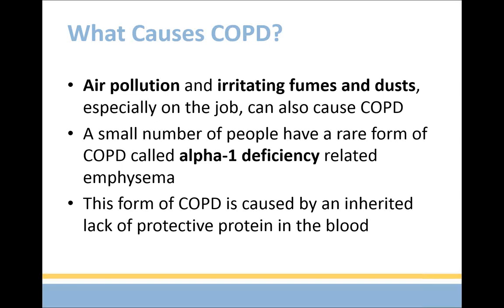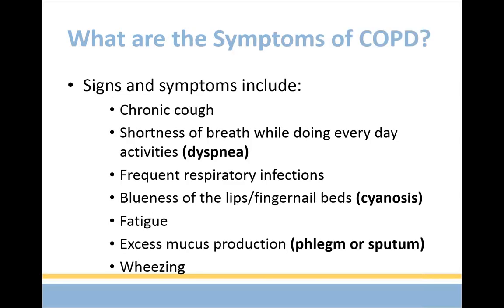Other causes are air pollution and irritating fumes and dust, especially on the job. Also, a very small number of people have a very rare form of COPD called alpha-1 deficiency, which is related to emphysema. This form of COPD is caused by an inherited lack of protective protein in the blood. But again, this is very rare.